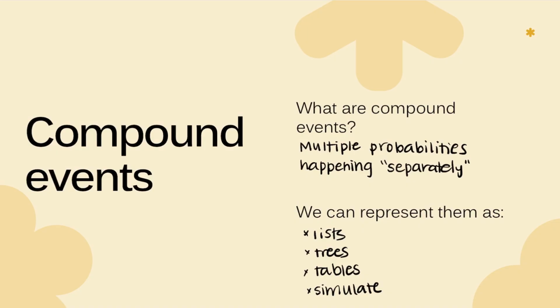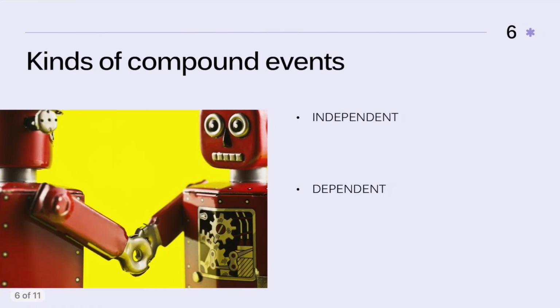And we can represent them as lists, trees, tables, or we can simulate it. Simulating is how you would calculate them, especially in the sports betting world. But because we're just learning about it, we're going to do most of these by hand. There are 2 kinds of compound events that we're going to be learning about. One is independent and the other is called dependent.